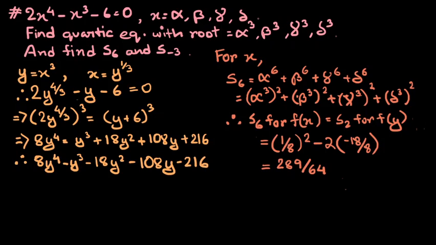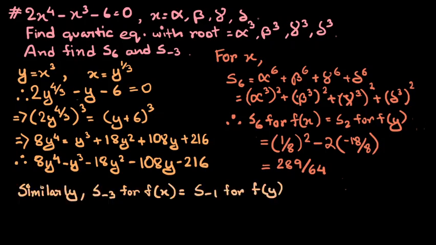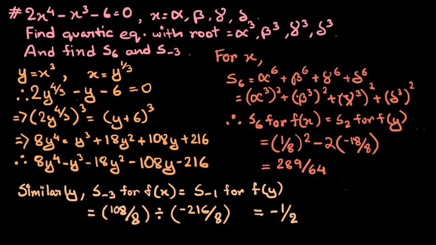Similarly, S minus 3 of f(x) is S minus 1 of f(y). So for this quartic equation of y, this is equal to minus d by a divided by e by a. So 108 by 8 divided by minus 216 by 8 equals negative half. And that is our answer.